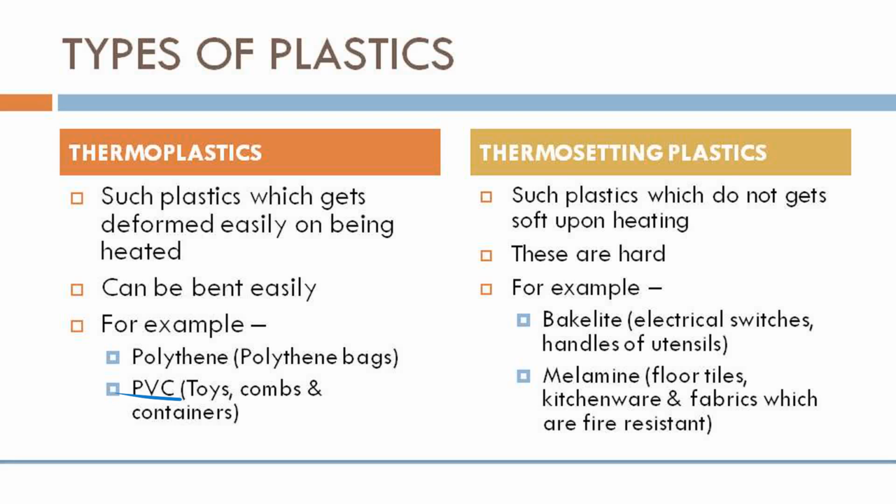Thermosetting plastics, on the other hand, are plastics which do not get soft upon heating and are hard. For example, bakelite, which is used in electrical switches and handles of utensils, and melamine, which is used in floor tiles, kitchenware, and fabrics which are fire resistant.